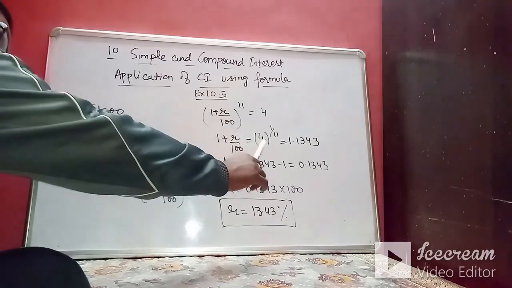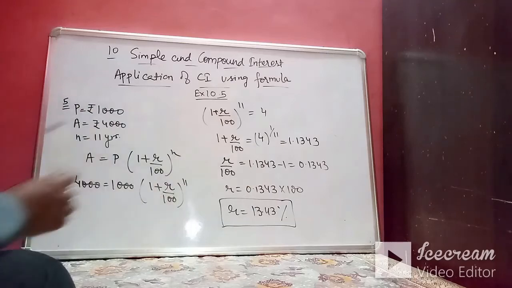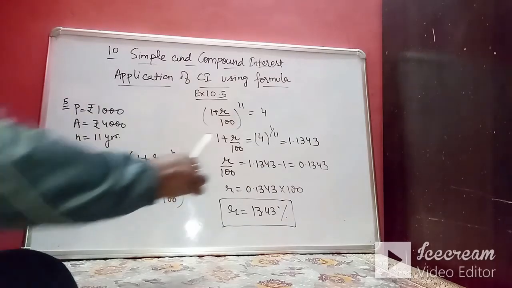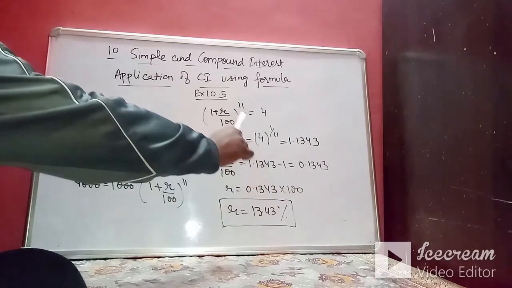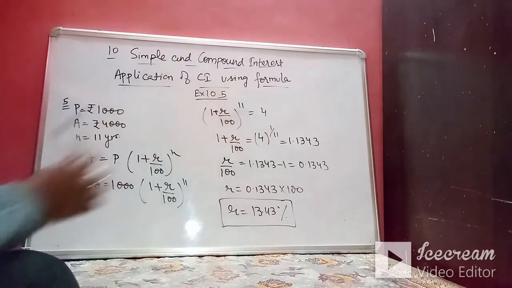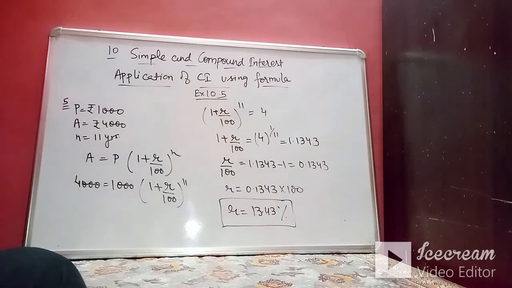So for this value you have to refer to the question. In the question itself this value is given, and how do we get this? Because we have to remove this power of 11. So for removing the power of 11 you will take the 11th root on both sides. So these are a few applications of compound interest using the formula. I hope you have understood.